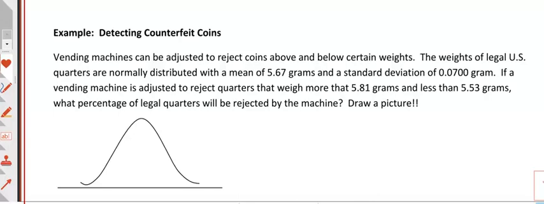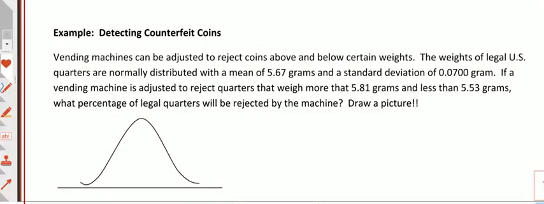So let's continue in 6C, using the information we discussed earlier to help us get through this particular example on detecting counterfeit coins. So here's the situation. Vending machines can be adjusted to reject coins above and below certain weights. There's a tolerance value there.